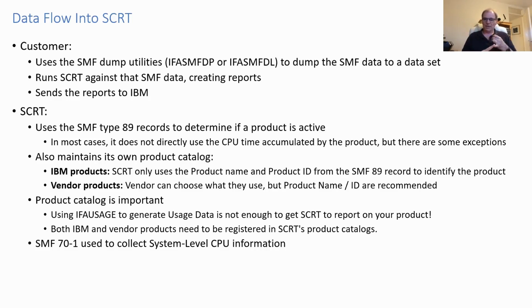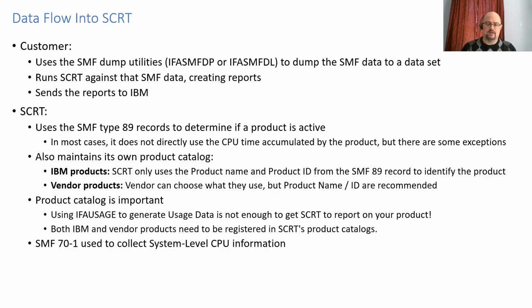Now, Scott, you probably want to explain this next point because I think it's yours. Sure. You want to take this slide? Yeah. So SCRT uses the Type 89 subtype 1s as well as the subtype 2s, but in general, it's not going to directly use the CPU time accumulated by the product. Now, there's an asterisk next to that. There are certain cases, and I'll be honest, I'm not an SCRT expert. We could probably have a whole hour on how SCRT does its processing, but there are a few exceptions. But for the most part, it is not going to use the CPU time accumulated by the product.